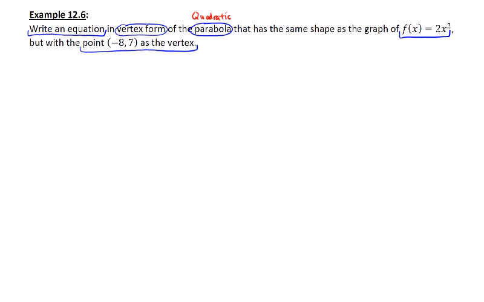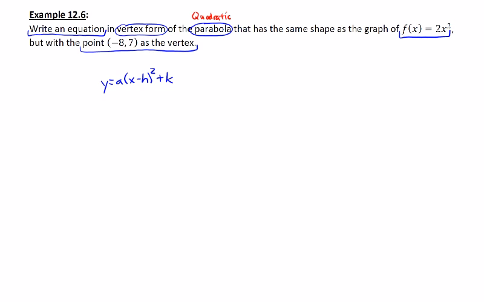So what I'm trying to create is an equation that looks like a times x minus h squared plus k. If you want to use function notation, you can. It doesn't say you have to, it just says write an equation, and there's no specific function mentioned other than f of x equals 2x squared. So I'm just going to say y equals, and that should be fine.